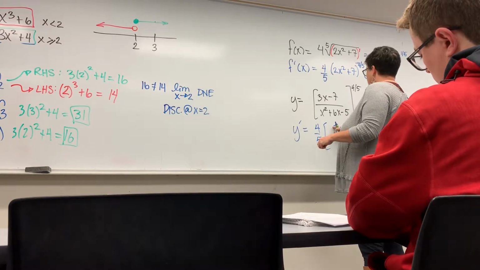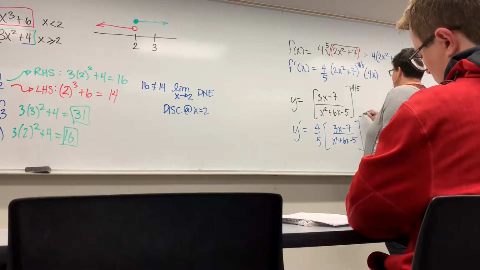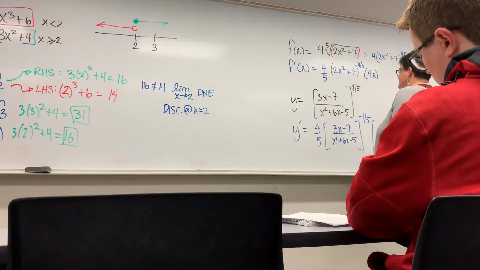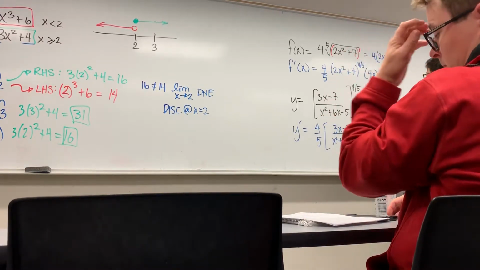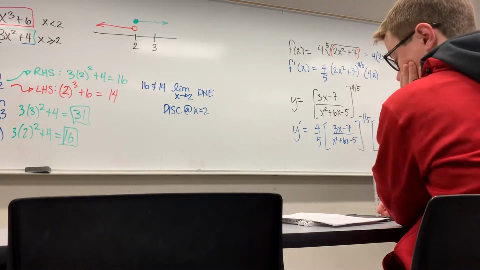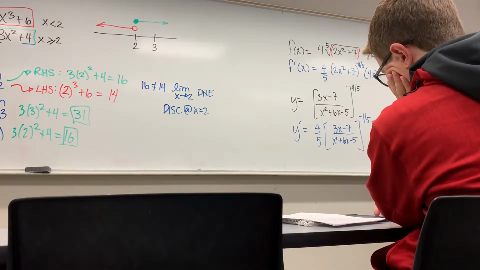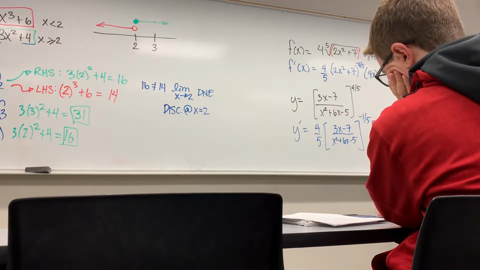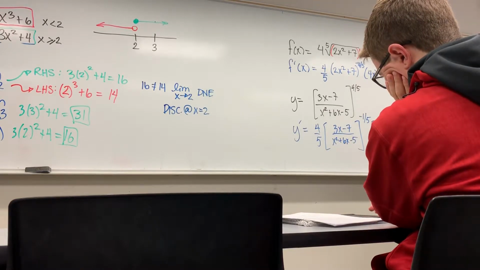3x minus 7 divided by x squared plus 6x minus 5 to the negative 1/5. That's d out. So now we peel the outside. The derivative of the inside is going to be u prime times v minus u times v prime, over v squared, and we're done.